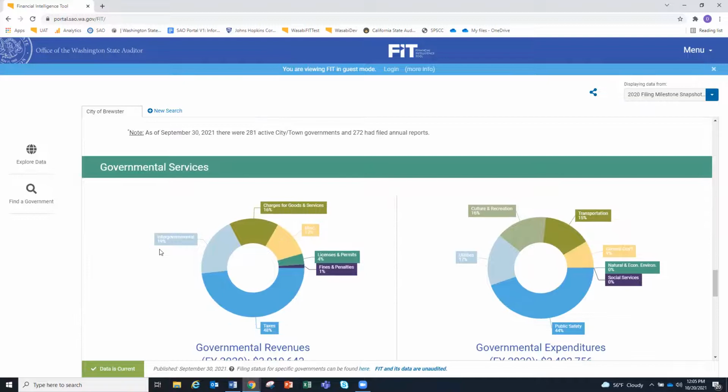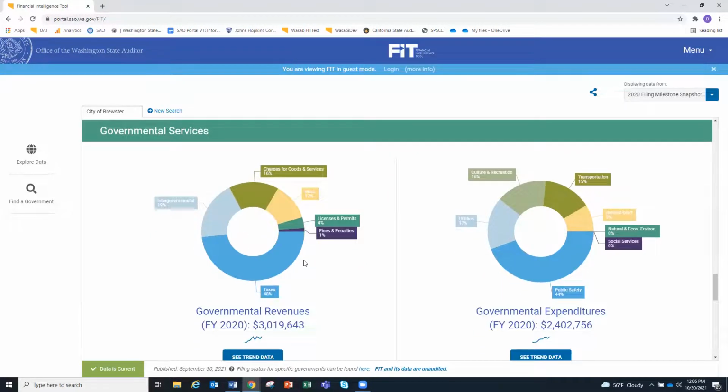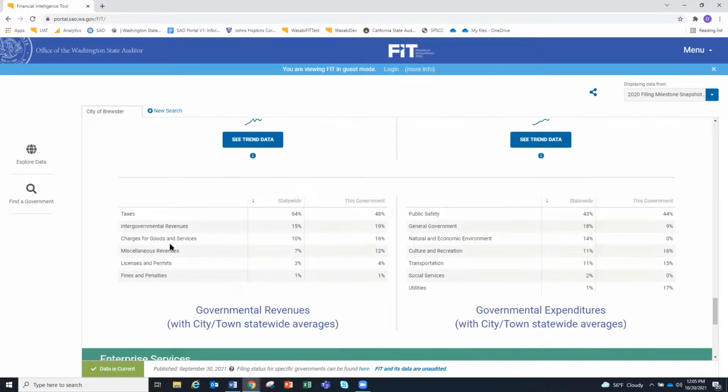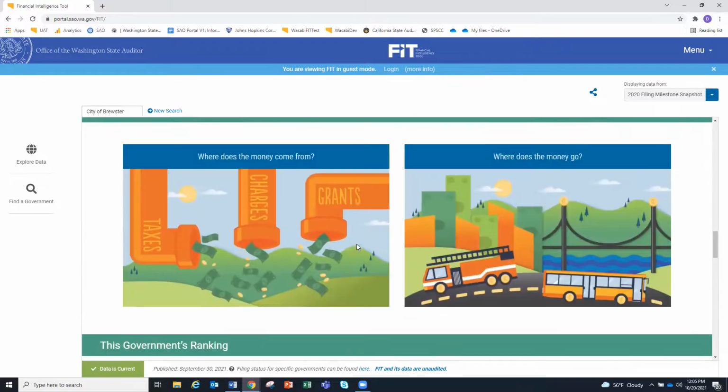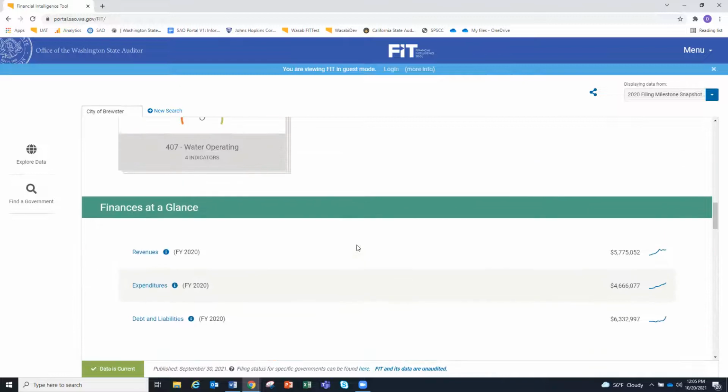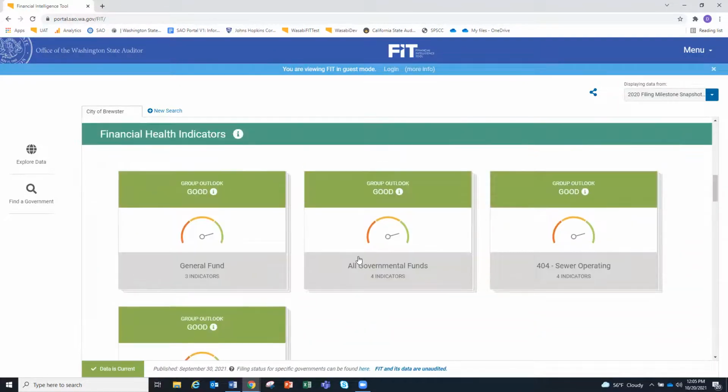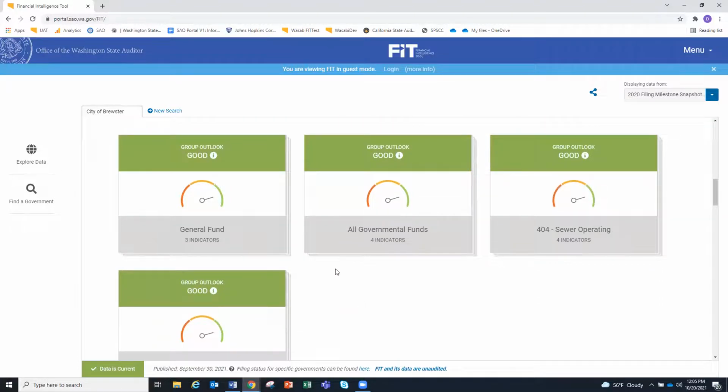And then we have some donut charts on how they receive money, where their money comes from, and where their money goes functionally. And then we have some statewide averages versus what they're doing, so you get some kind of context. Okay, this is the city of Brewster, but how do they compare to the rest of the state, et cetera. So I would encourage you to spend some time in the profile and understand some of the functionality. But for this particular session, I'm going to stick to the financial health indicators.